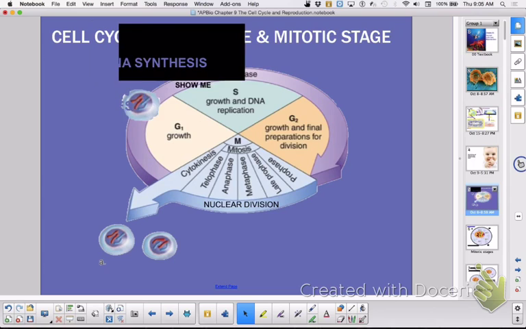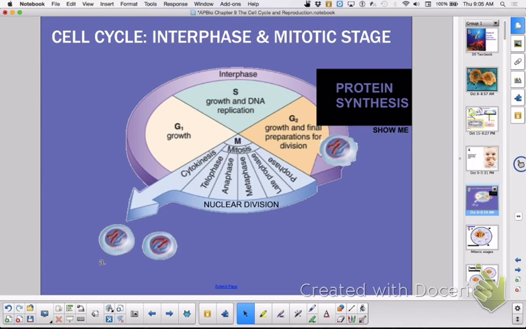Now we're going to move into G2. And in G2, this is where you're getting the proteins that you need in order to do cell division, throughout the process of cell division, and to be another cell. Okay? So G1, you're making more what? Organelles, and you're growing. And in S, you're making more DNA. And in G2, you're making more proteins. Then you're ready to go through nuclear division.